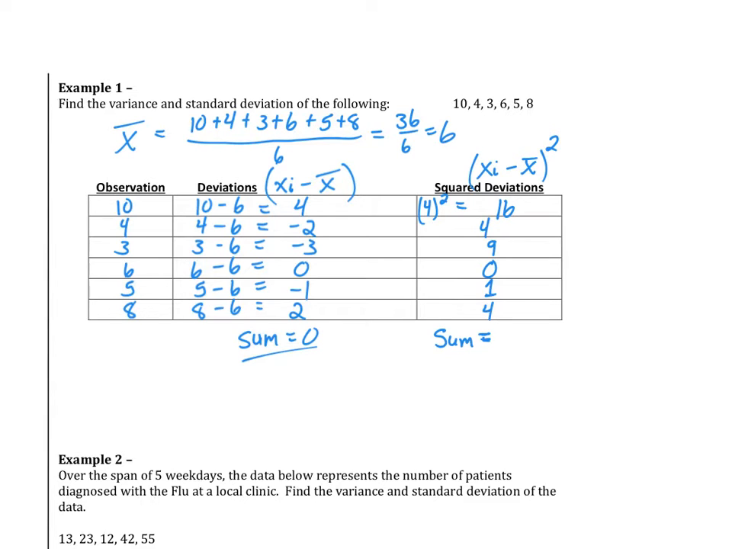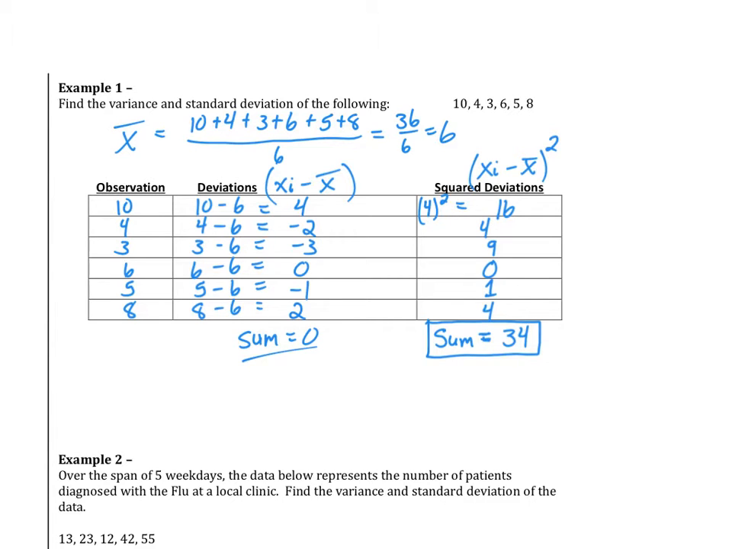So the sum of all these, when you add them up, is 34. So you add them all up, you get 34. The sum of the squares of the deviations.